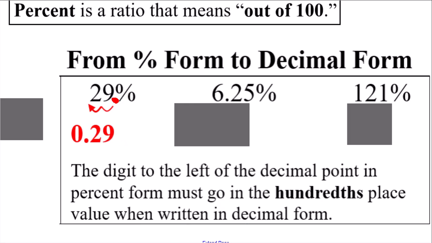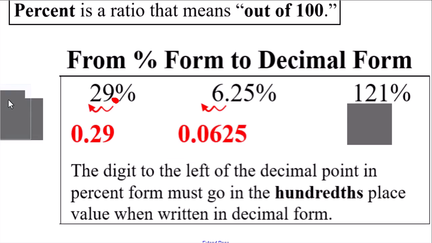Let's look at the next one. How about 6.25%? I need the 6 to be in the hundredths place value. So the way I do that is by moving it 2 places to the left, making it 0.0625. Notice what we said here. The digit to the left of the decimal point in percent form is going to end up in the hundredths place value. So we're talking about the 6 ending up in the hundredths, 6 hundredths. And then the 25 part just ends up to the right of it, the thousandths and the ten-thousandths.